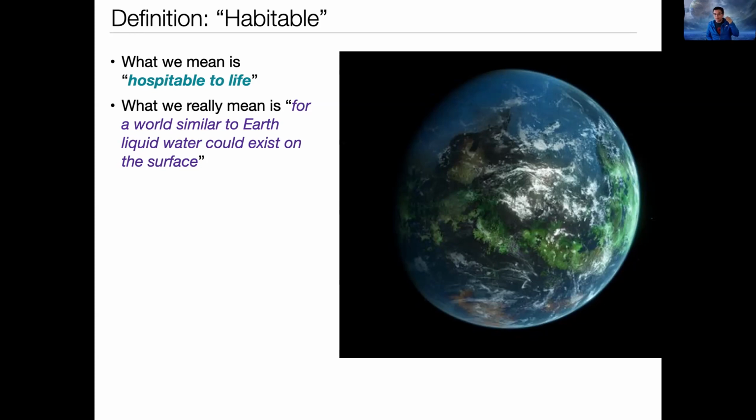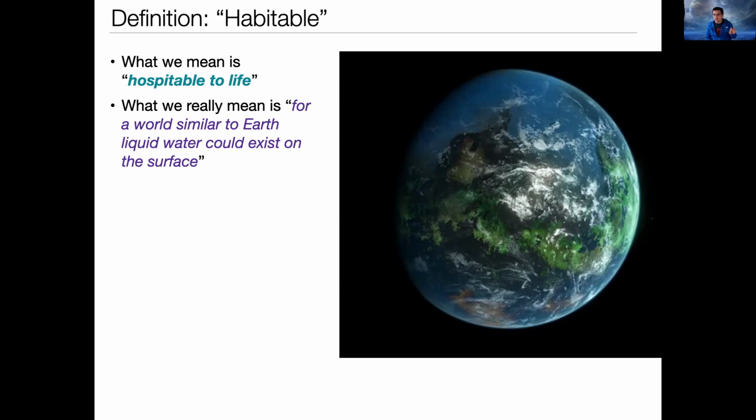So really, when we say the word habitable, what we mean is for a world that's similar to Earth, where could you be such that liquid water could exist on the surface? That statement sounds weird because you're talking about water, which is only one of the conditions of life.